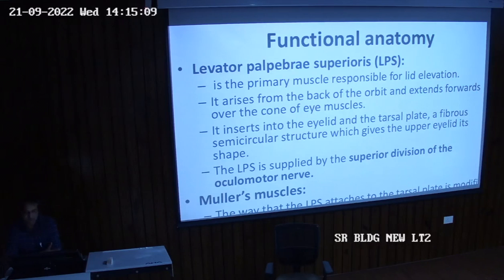LPS is the primary muscle responsible for lid elevation. It arises from the back of the orbit and extends forwards over the cone of the eye muscles. It inserts into the eyelid and the tarsal plate, a fibrous semicircular structure which gives the upper eyelid its shape. LPS is supplied by the superior division of the third cranial nerve, or oculomotor nerve.